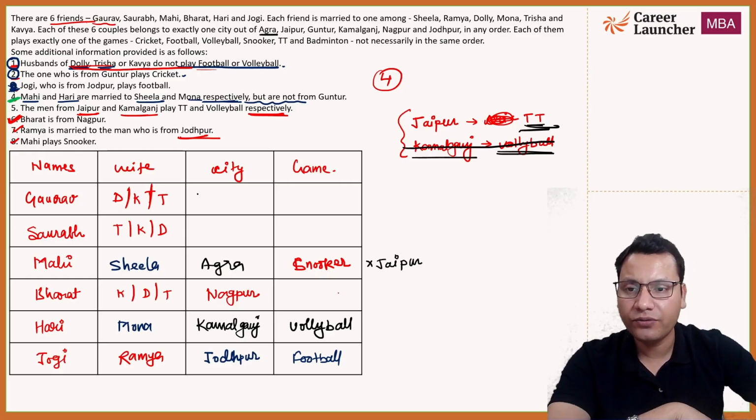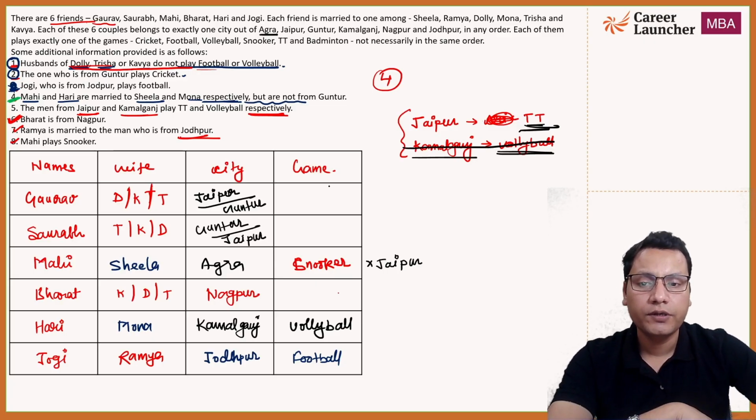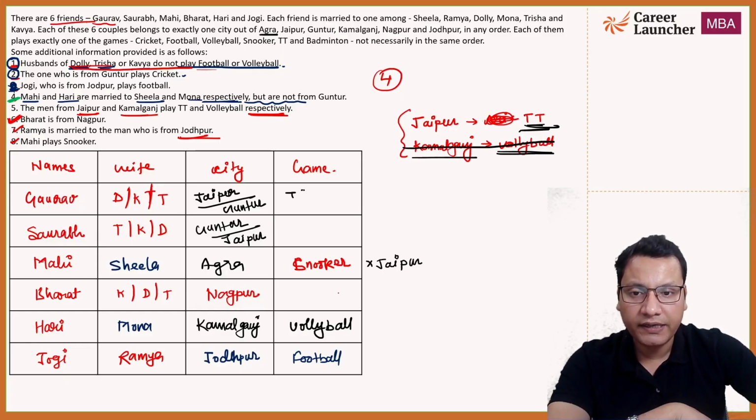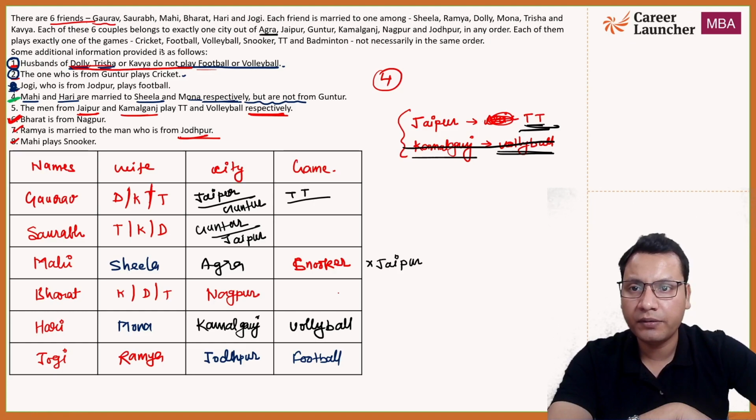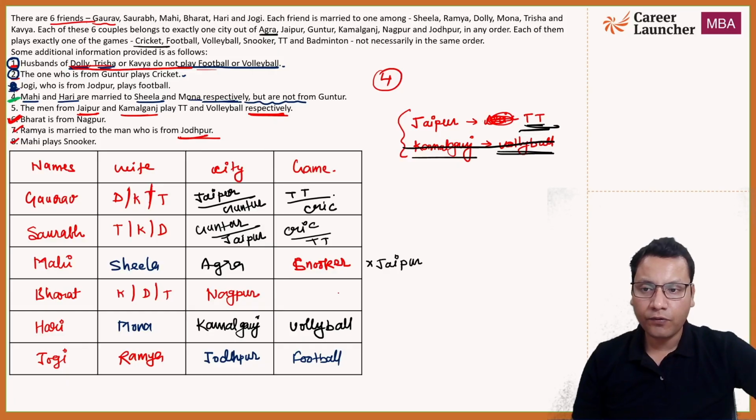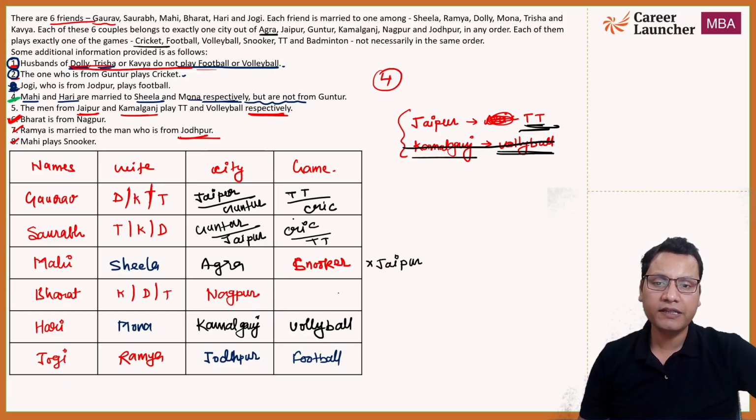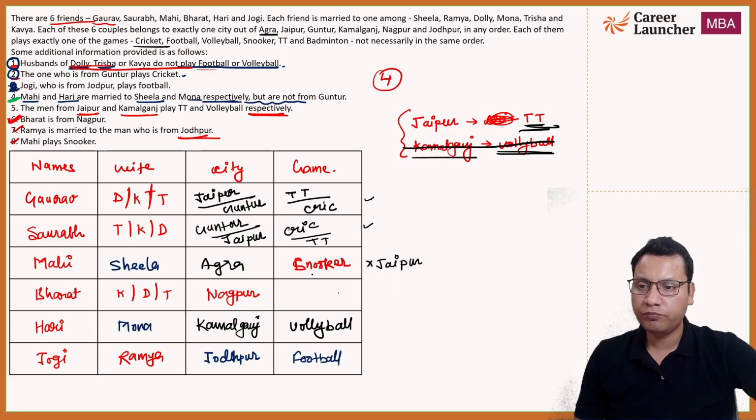Now we are left with Jaipur and Guntur for these two places, Gaurav and Saurabh. One will be Jaipur and the other Guntur. Accordingly, we know that Jaipur will be playing TT, and the only game left is cricket. So it will be TT or cricket, or cricket or TT. For Gaurav and Saurabh we are done with TT and cricket. Cricket and TT will be the first two places, third place will be snooker, fifth will be volleyball and sixth will be football.